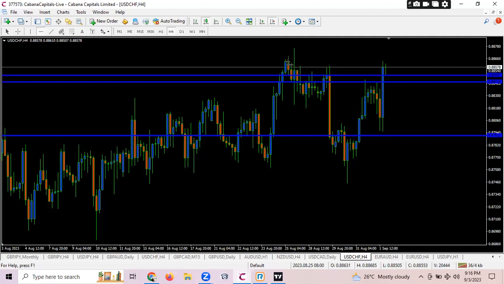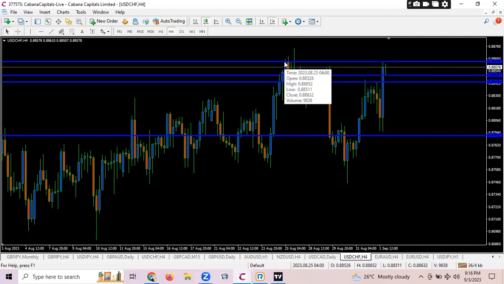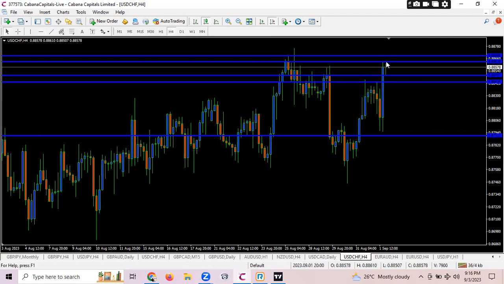So personally, I would buy USD CHF above this zone. If a 4-hour candle successfully breaks out from this zone, I would buy USD CHF. And if I'm buying above this zone, my stop loss would be around this zone, either this level or this level, depending on how far the candle closes above this zone. That's what will determine where I will set my stop loss.